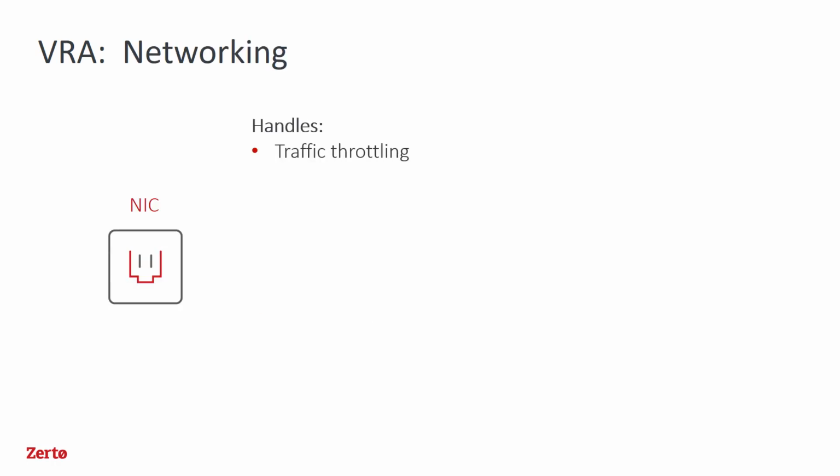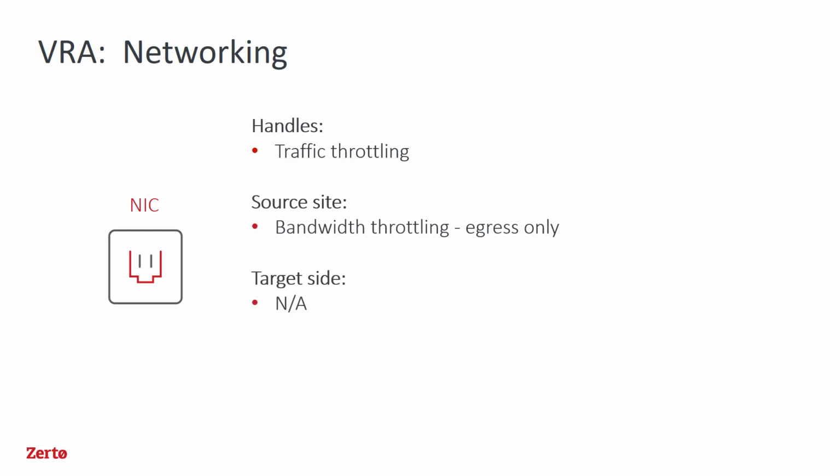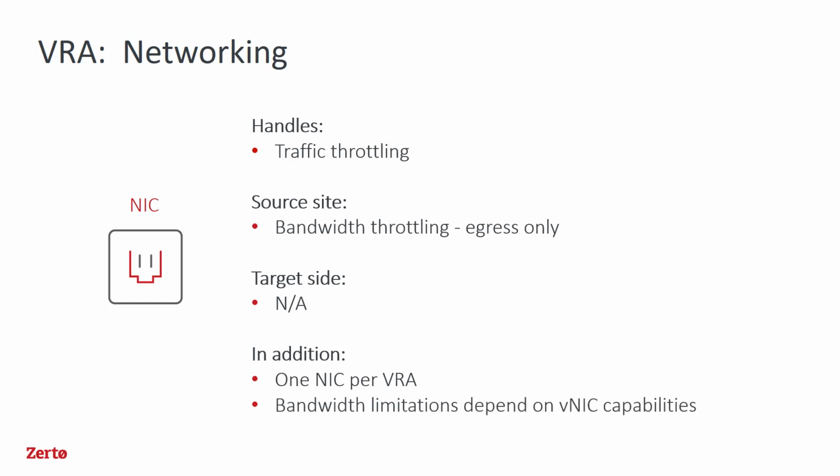The NICs handle the traffic throttling. It's important to note that bandwidth throttling with Zerto is egress only, or outbound only. Your bandwidth throttling is always done at the source sites. There is only one NIC per VRA. The bandwidth limitations of a VRA depend on the vNIC capabilities.